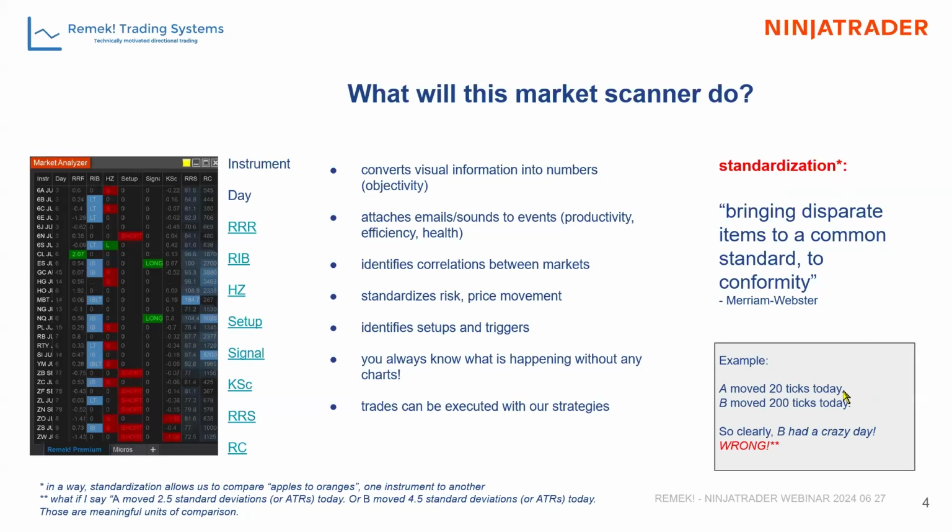Let me give you an example. Let's say instrument A moved 20 ticks today. And then instrument B moved 200 ticks today. And of course, our first reaction is, wow, B had a crazy day. Well, not so fast, because maybe B moves 200 ticks every day. So for B, it was a boring market just like any other. However, if A tends to move 150 ticks every day on average, and today it moved 20, there's such an extreme volatility compression that is going to burst one day, one way or the other, sooner or later, which is important information for us.